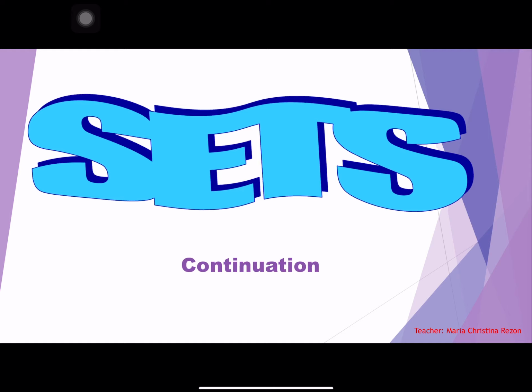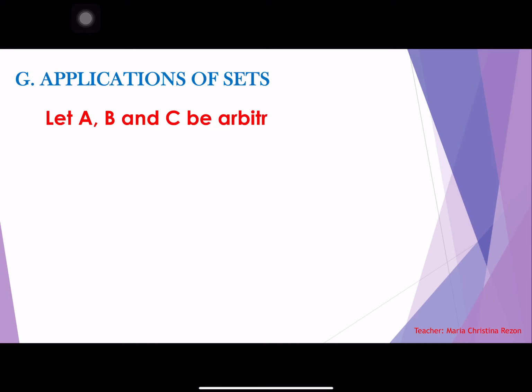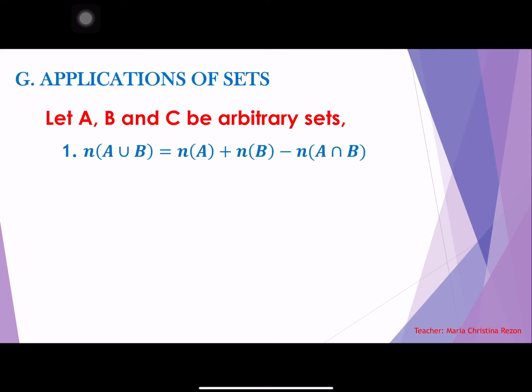Now let's begin. Let A, B, and C be arbitrary sets. When you say arbitrary sets, then it can be any set. The number of elements of A union B is equal to the number of elements of A plus the number of elements of B minus the number of elements of A intersection B.